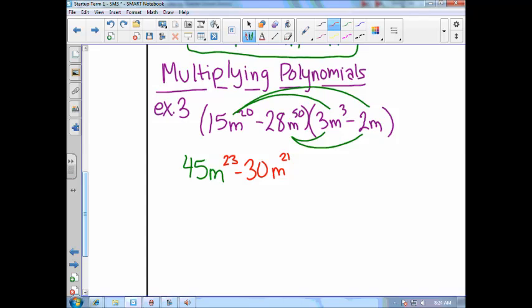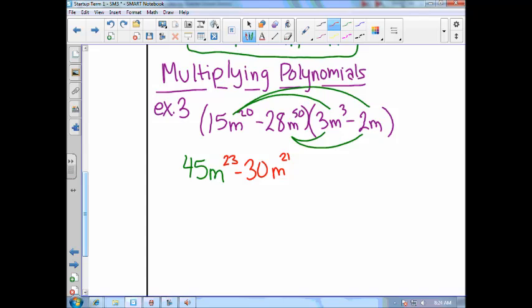Okay, now we've finished distributing 15m to the 20th. Now we have to distribute this one. Now, why is it not 28m to the 50th that we times in? And it's a negative. I heard minus as well. So make sure you catch that sign. You have to take it with it.